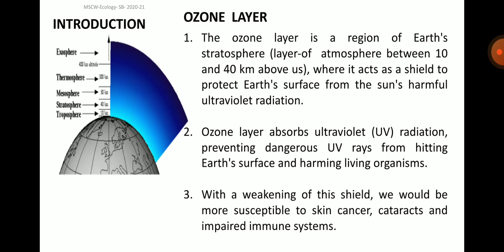It absorbs UV radiation, preventing dangerous UV rays from hitting Earth's surface and harming living organisms. With a weakening of this shield, that is the ozone shield, we would be more susceptible to skin cancer, cataracts and impaired immune system.